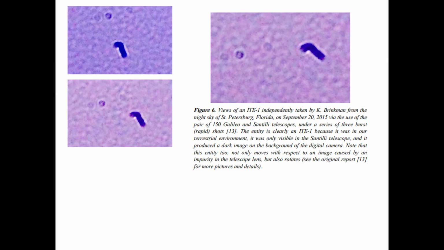And it produced a dark image on the background of the digital camera. Note that this energy too not only moves with respect to an image caused by an impurity in the telescope lens, so there's a dot there which is the impurity, it also rotates, so the thing is rotating.